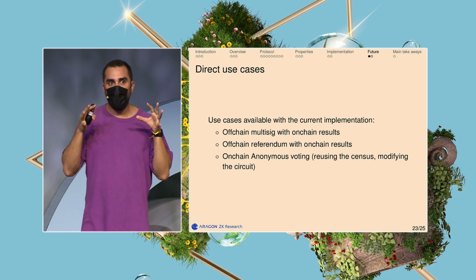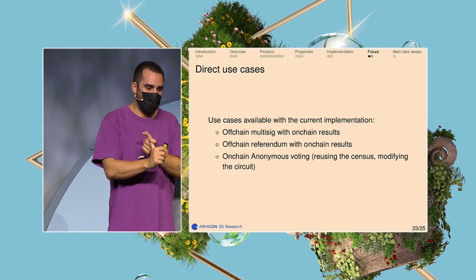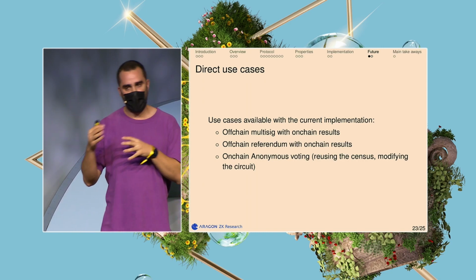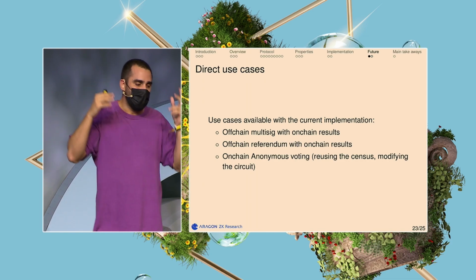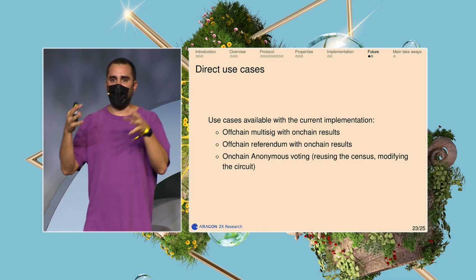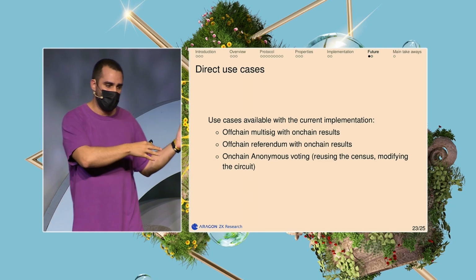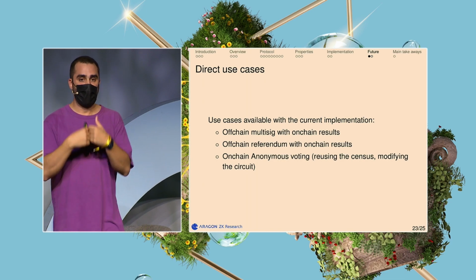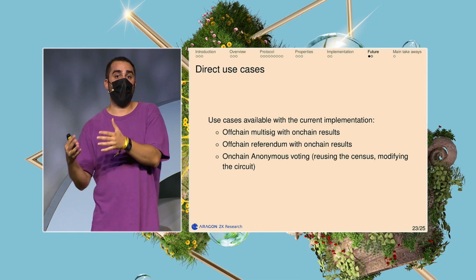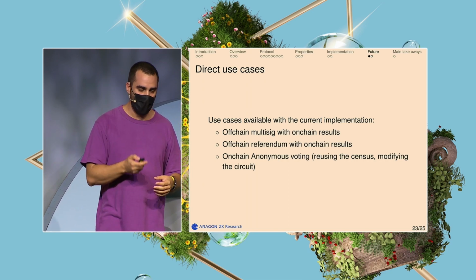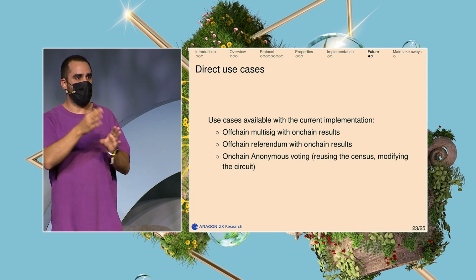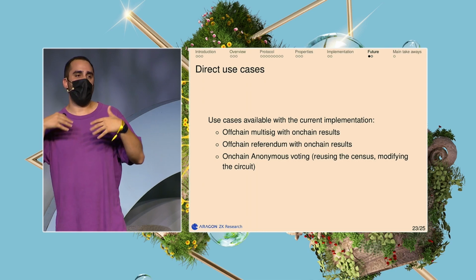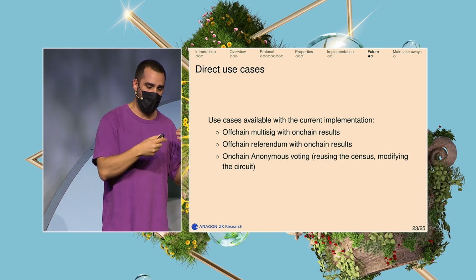Then, OK, direct use cases of this first iteration. We have, as we saw, the multisig with on-chain results, but also the off-chain referendum with on-chain results. These are the two modalities. And then as an extra, because of the characteristics of the census that we are using, which is the same that we use in the Vocdoni blockchain, this census also allows us to use it for on-chain anonymous voting. This is what we already have in the Vocdoni chain, but we could also use this for an Ethereum smart contract. But it's expensive to verify each user proof. That's why, for the moment, we are focusing on scalability, but we aim in the future to iterate on this and also have privacy.